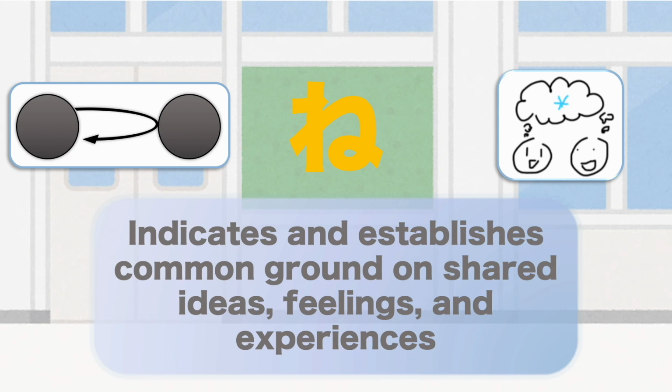The core concept of ne is represented by the tsukoba on the left-hand side. The circle on the left represents the speaker, and the circle on the right represents the listener. The dark color represents the shared common ground, as both speaker and listener have the same feeling or opinion towards something. The arrow represents the speaker's attention, pointing towards the addressee and then back to themselves.